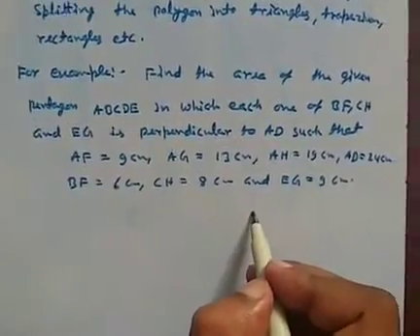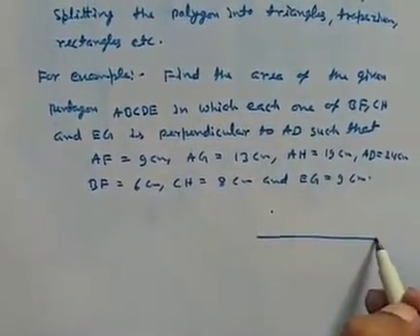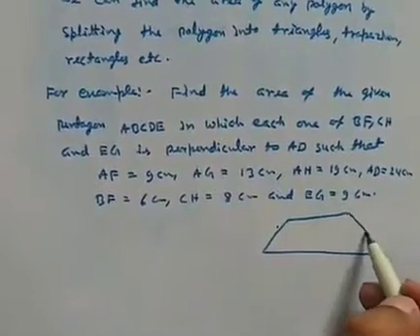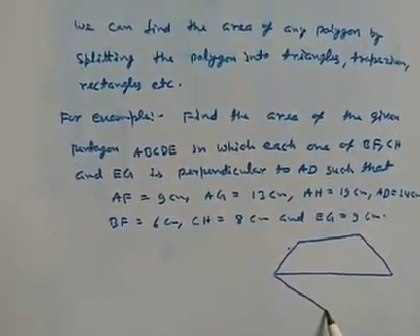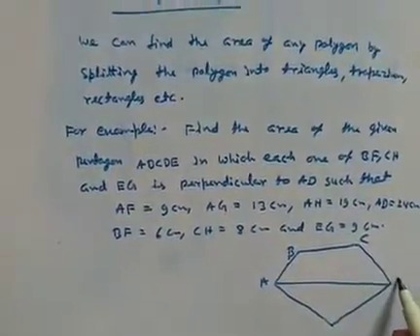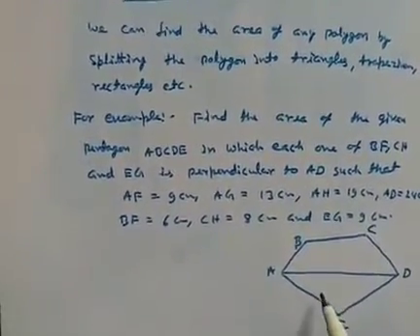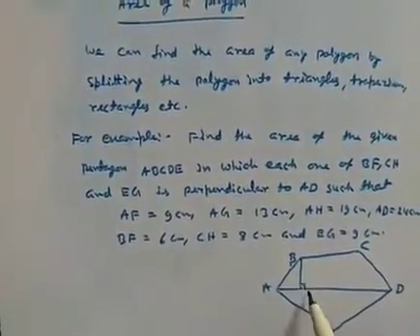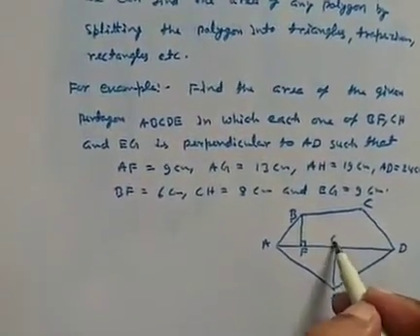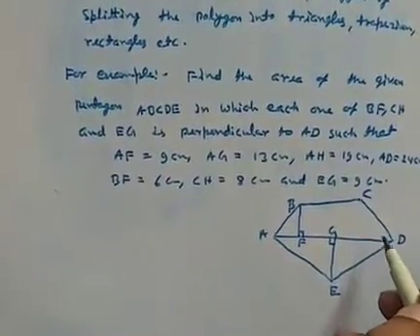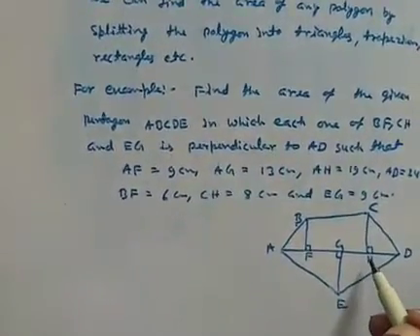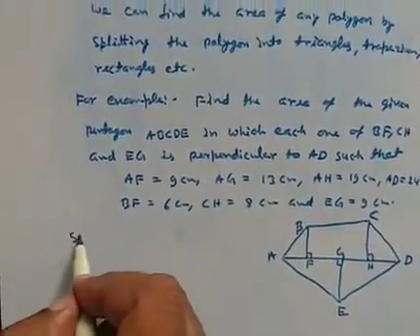And the given figure is this. A B C D E. BF perpendicular to AD, EG perpendicular to AD, CH perpendicular to AD. Solution.